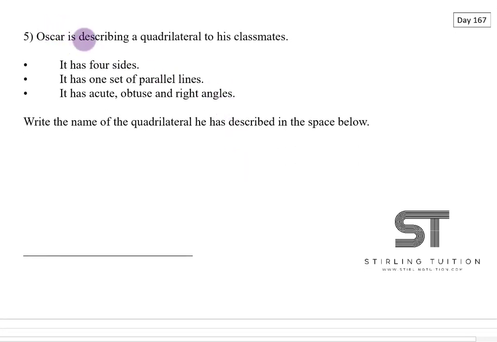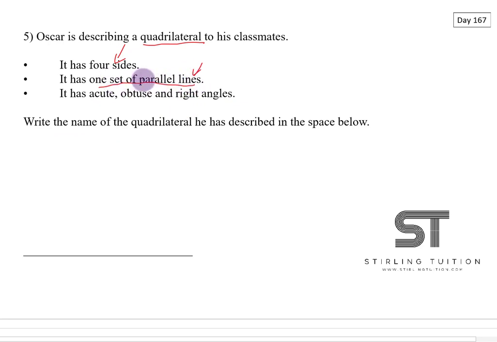Number 5, Oscar is describing a quadrilateral to his classmates. It has 4 sides, so obviously it's a quadrilateral, so it has to have 4 sides. It has one set of parallel lines. As soon as I read this second statement, I'm able to stop. There is only one quadrilateral that has one set of parallel lines. I'm not going to tell you what it is yet. It has acute, obtuse, and right angles. Write the name of the quadrilateral.